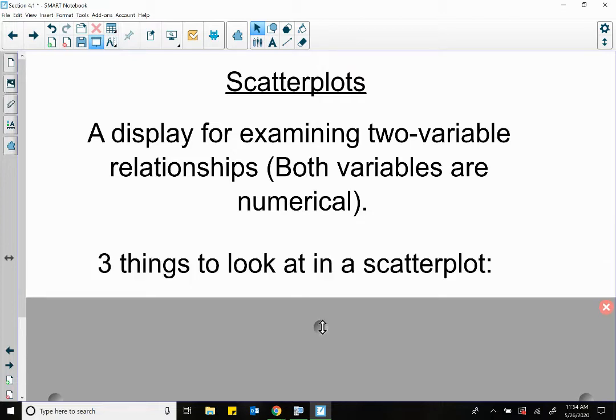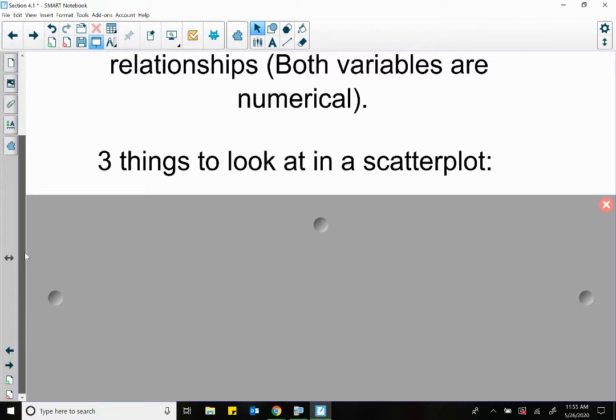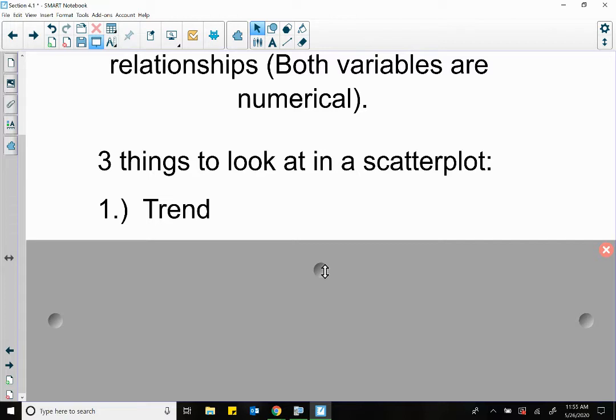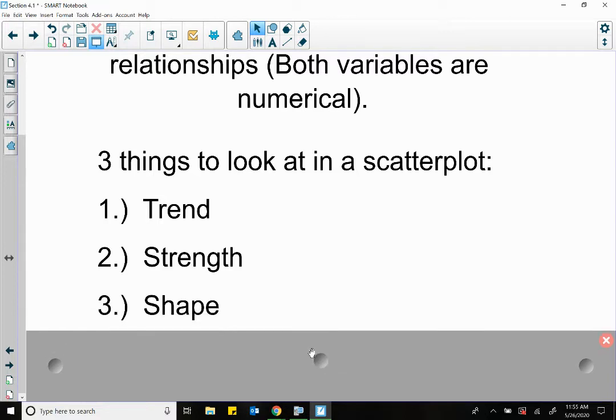Now, when we talk about these, there are three things that we're going to look at in a scatter plot. Kind of like when we dealt with histograms, we talked about the center, the shape, and the variability. That's all the same kind of stuff that we talk about with the scatter plot, although they have slightly different names. So in a scatter plot, we're going to talk about the trend. That's like the center. Then we're going to talk about the strength, and that's the variability. And then last but not least, we will talk about the shape, which, of course, shape is shape.